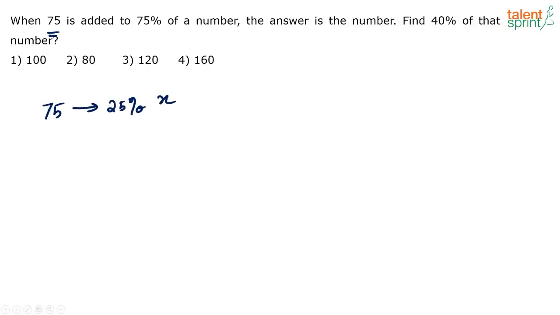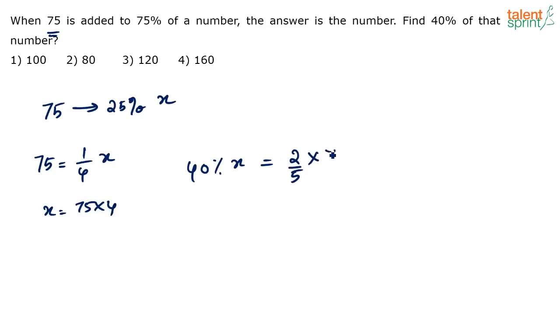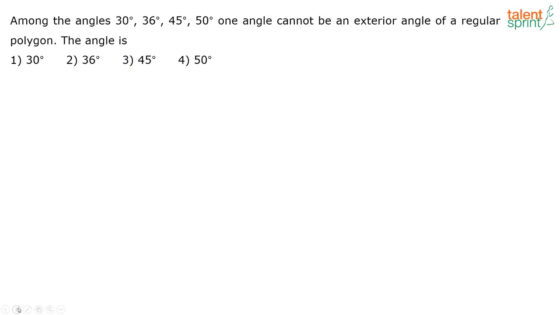If the number is x, what is 75? 75 is nothing but 1 by 4 of x, or the number is nothing but 75 into 4. Now what is the question? What is 40% of x? That is nothing but 40 by 100, which in fractions is 2 by 5, into 75 into 4. This is the number, and you have to find 2/5 of that. So that is nothing but 30 into 4, that is 120. Option 3.